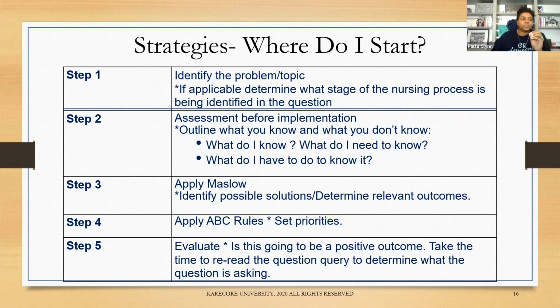Then step 3, what is the concern that you need to address? Think about applying Maslow's here. What is the hierarchy of needs and what do we need to address if it's a priority question? And then step 4, set priorities. What's your worst case scenario in this?